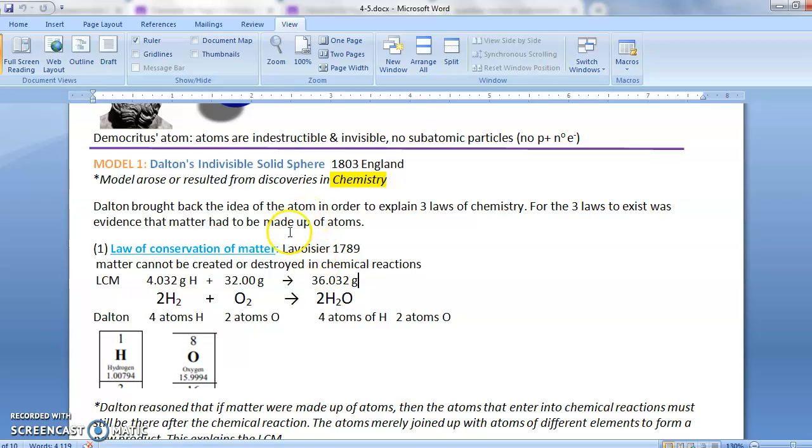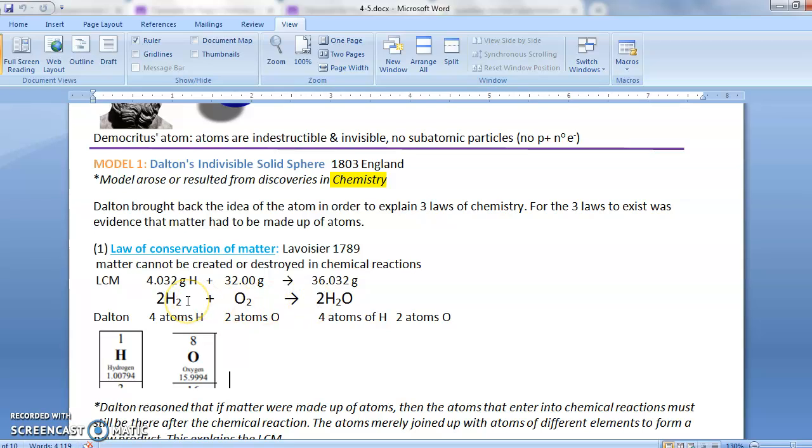Dalton said the only way that could be true is if hydrogen was made up of hydrogen atoms, oxygen was made up of oxygen atoms, and these atoms went into the reaction and they would have to come out of the reaction. So here's the actual equation for making water. This is the chemical equation. It's 2 molecules of H2, remember, hydrogen's diatomic, for every 1 molecule of O2 to produce 2 molecules of H2O. That's the small scale. On a larger scale, we could say 2 moles of hydrogen would react with 1 mole of oxygen to make 2 moles of water.